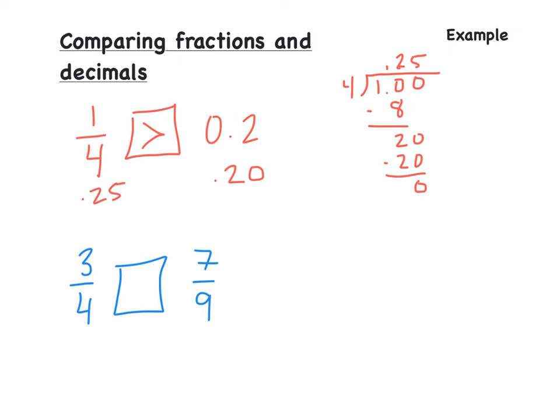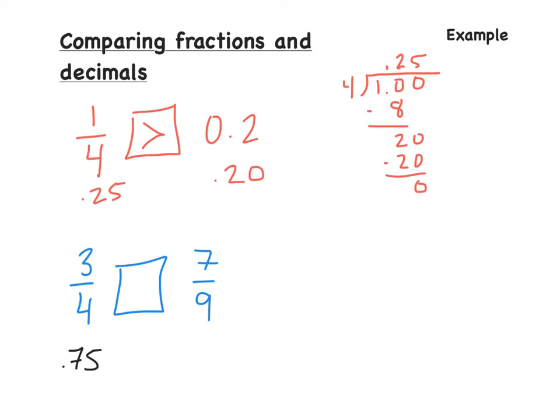So let's look at the second one. We have 3/4 and 7/9. This one is going to take a little bit more work, but let's remember, I told you to memorize certain ones. 3/4. What is 3/4 as a decimal? That is 0.75.